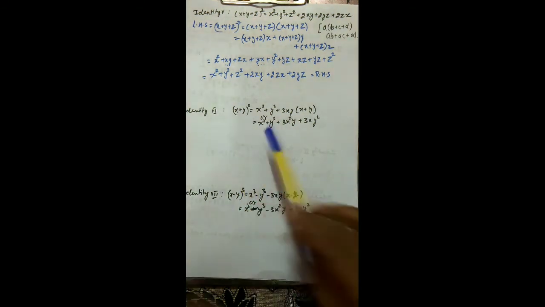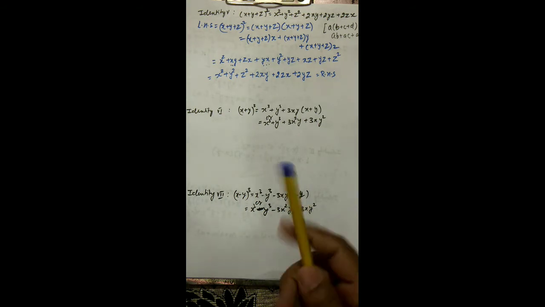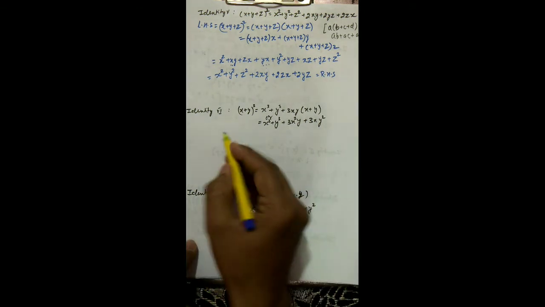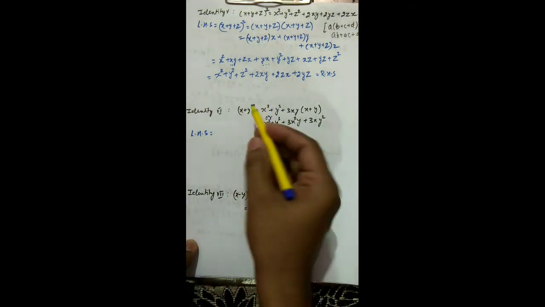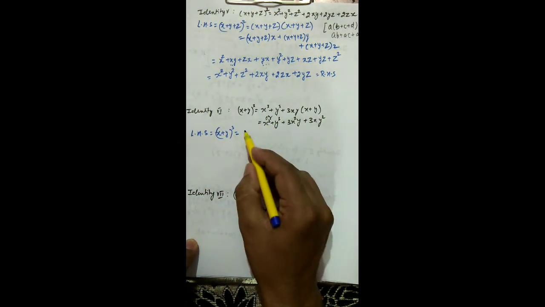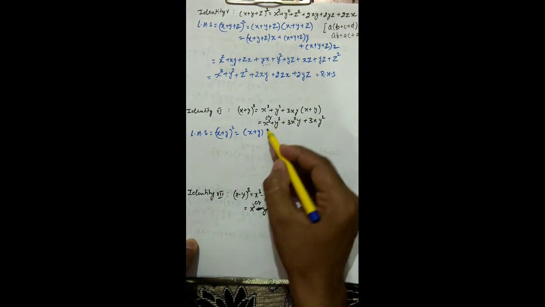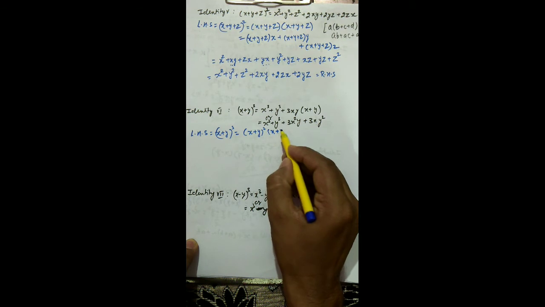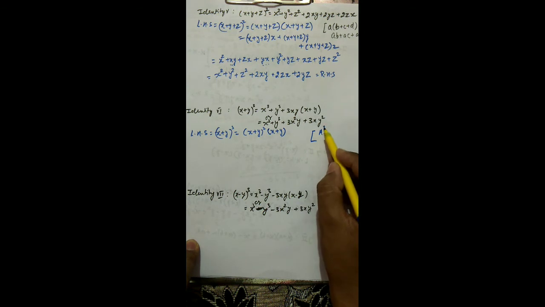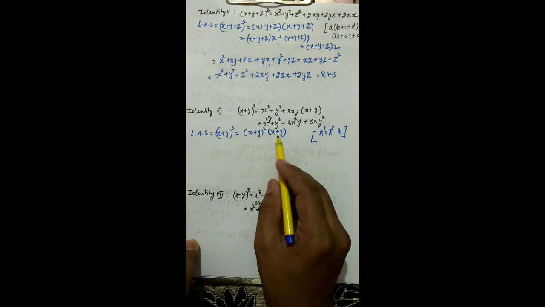Now I'm going to prove identity number 6, which is x plus y whole cube is equal to x cube plus y cube plus 3x square y plus 3xy square. So I'm going to prove this, and you are going to prove this yourself. Let's start with the LHS. The LHS is x plus y whole cube. Now this can be written as x plus y whole square into x plus y, because I'm just giving you an example. If it is a cube, you can write this as a square into a.